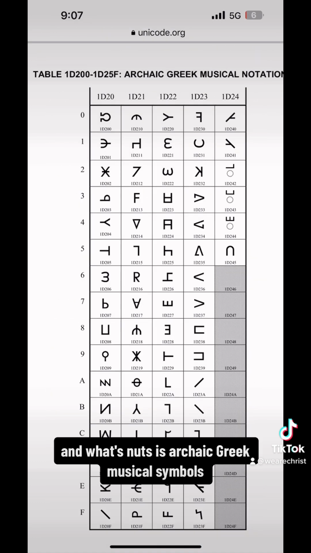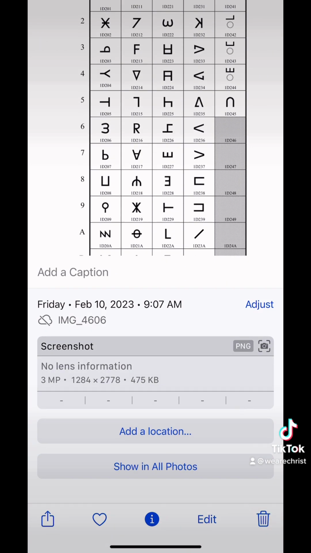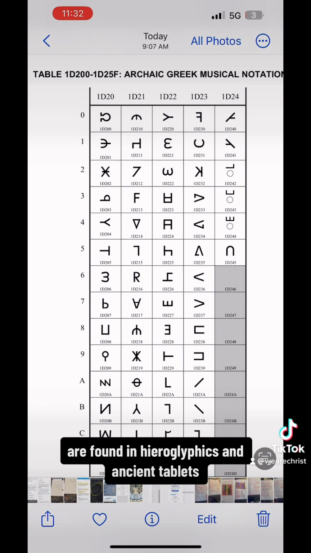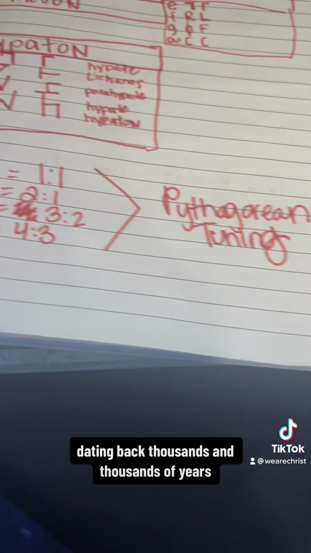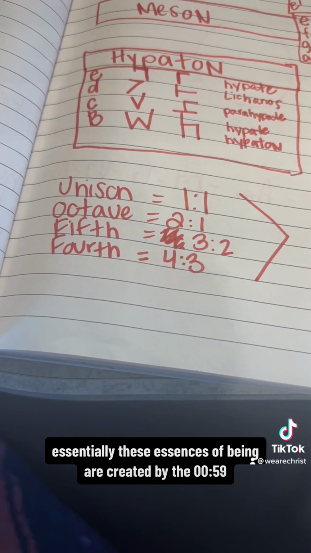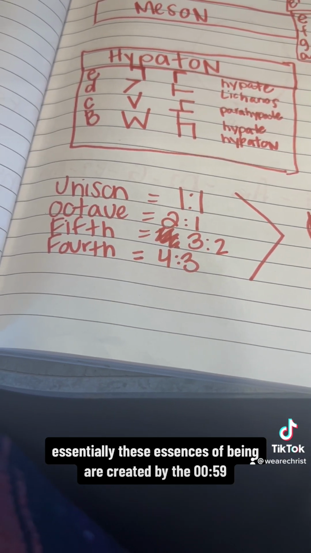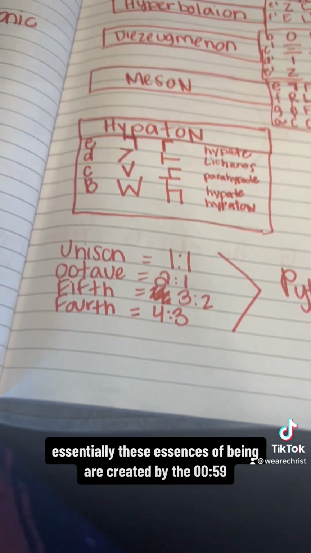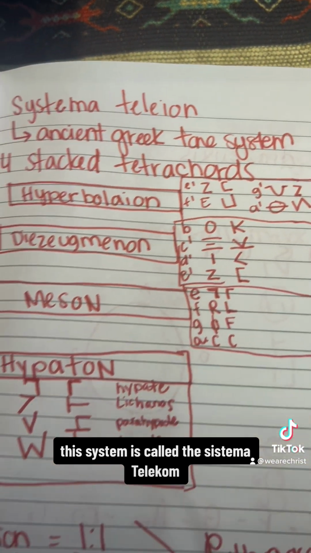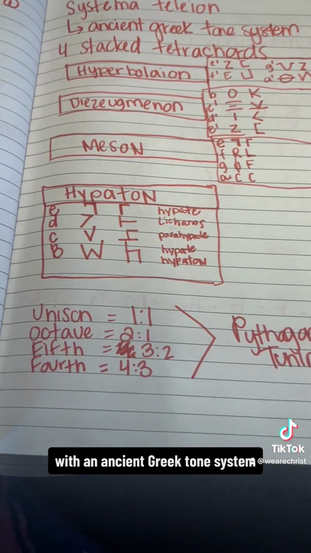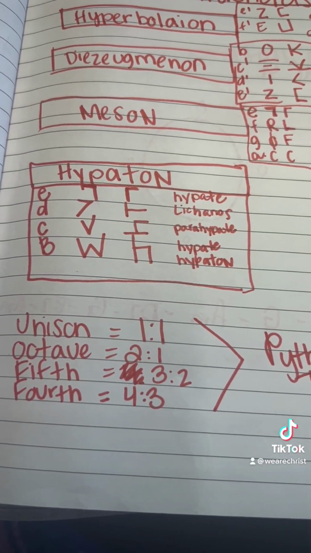And what's nuts is archaic Greek musical symbols are found in hieroglyphics and ancient tablets dating back thousands and thousands of years. Right, back to these ratios. Essentially, these essences of being are created by the 1-to-1, the 2-to-1, the 3-to-2, or the 4-to-3. This system is called the systema teleon, with an ancient Greek tone system.